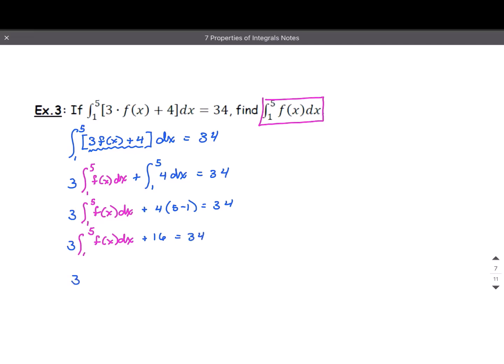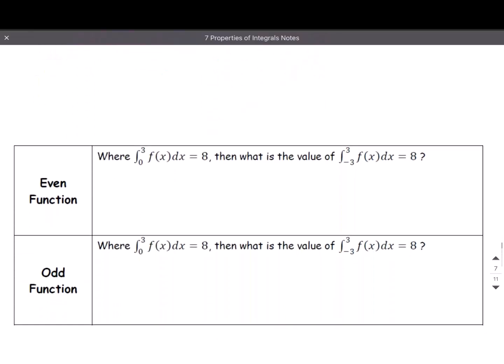So if I subtract 16 from both sides, now I'm going to have 3 times our integral equals 34 minus 16 is 18. Now if I divide both sides by 3, the integral from 1 to 5 of f of x dx equals 18 divided by 3 is 6, and we have the integral by ourselves. We're done. 2 more properties here.